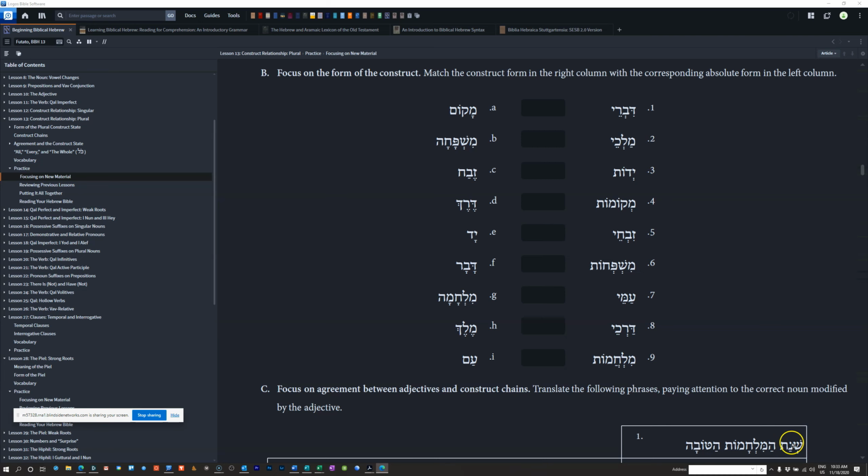The year of what? The year of the battles. Ha-milchamot is milchama in the plural, with a definite article on the front. Shanat ha-milchamot ha-tova. Now we have to determine which word ha-tova is modifying. Remember, an adjective will agree with its noun, the noun that it's modifying. It will agree in both gender and number. Okay? Now, it won't always agree in definiteness. If it doesn't agree in definiteness, that's a good sign that we're looking at a predicative adjective. But if it does agree in definiteness, it's probably attributive.